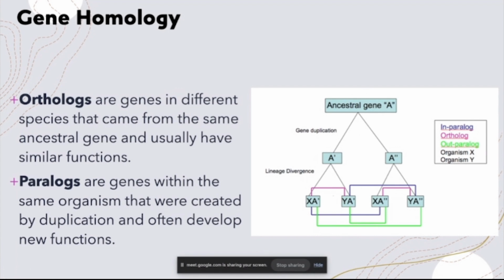Then we said paralogs are genes that are in the same organism, but they happen as a result of duplication, and because of this, they have different functions. So, for example, this XA here and this XA here. They are the same organism, but they have two different genes, right? They've got the A with the apostrophe and then the A with the single set of quotation marks. This basically means that this organism and this organism are going to have new functions, whereas this organism and this organism are going to have similar functions. I hope that makes sense.